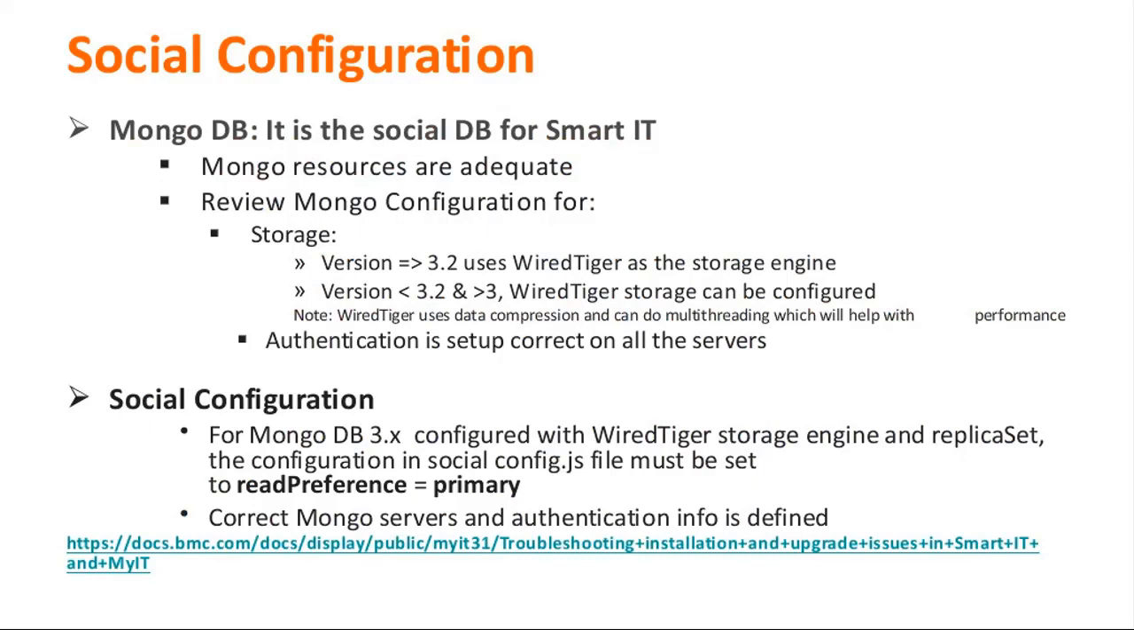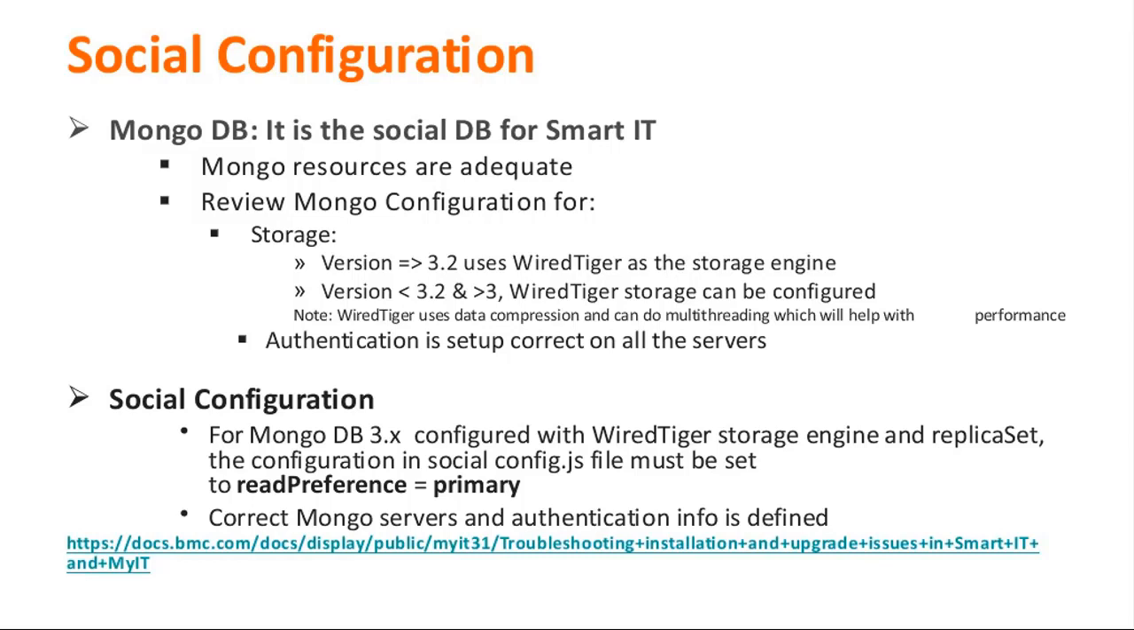Okay, so another piece in the social configuration is the Mongo database. Mongo database is the database where the social data is stored. If Mongo data is not retrieving fast, you need to make sure Mongo resources are adequate. You should also review the Mongo configuration for the storage, the type of storage it is set up with.